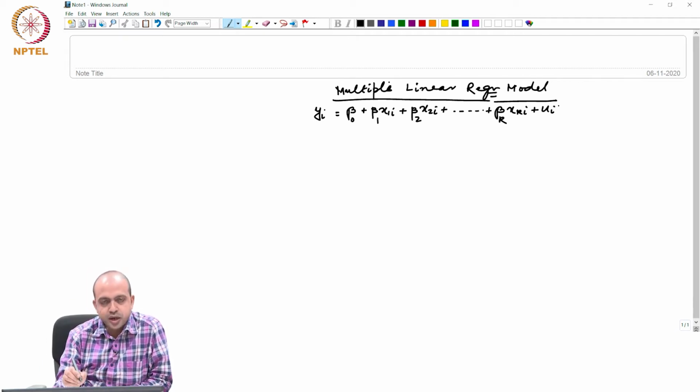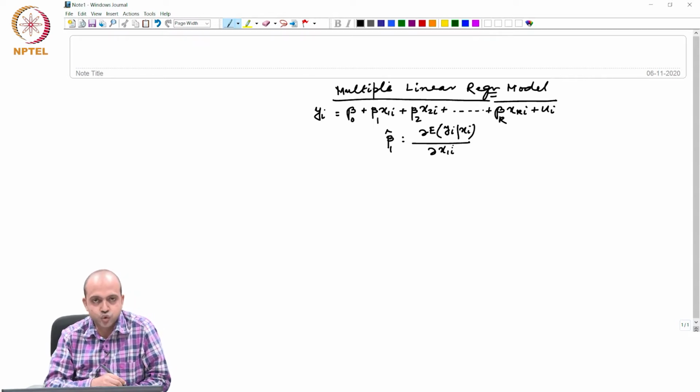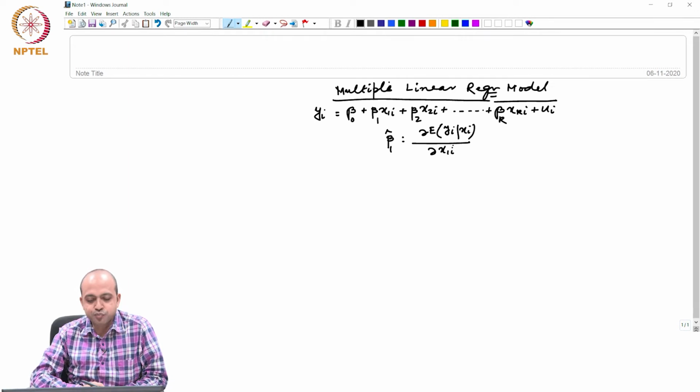And then we say that once we estimate the model, we will get beta 1 hat, beta 2 hat and so on. The interpretation of beta 1 hat we were trying to derive from the change in the expectation of y_i given x_i divided by the change in x_1i. So, that means for a unit change in x_1i, y_i changes by beta 1 hat amount on an average, keeping the impact of other factors constant, right.